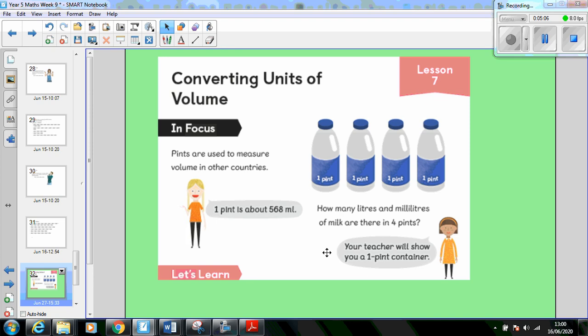Your parents might have a pint glass at home that you could use to check. You could look at milk containers. As I said, they're often measured in pints, but see if you can find something so you've got an idea of how much 1 pint is worth. And 1 pint is the same as roughly 568 millilitres. So can you work out in millilitres and litres what the capacity of these 4 milk cartons would be?